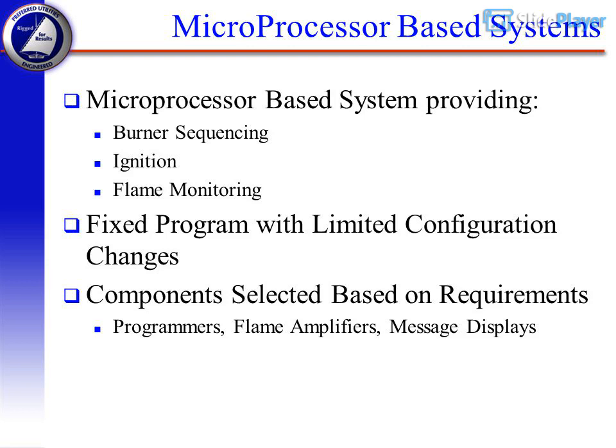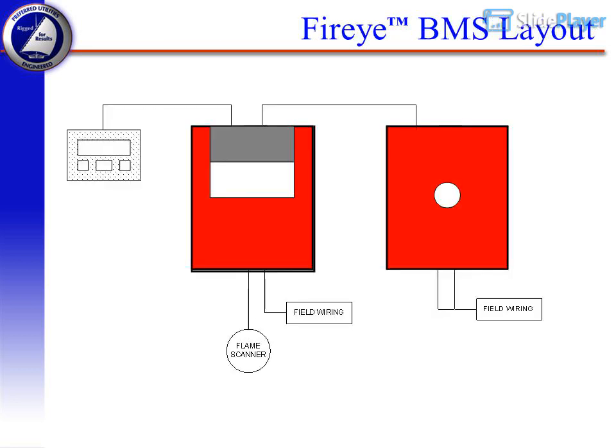Microprocessor-based systems. A microprocessor-based system provides burner sequencing, ignition, and flame monitoring with a fixed program and limited configuration changes. Components are selected based on requirements: programmers, flame amplifiers, message displays. Fireye BMS layout.